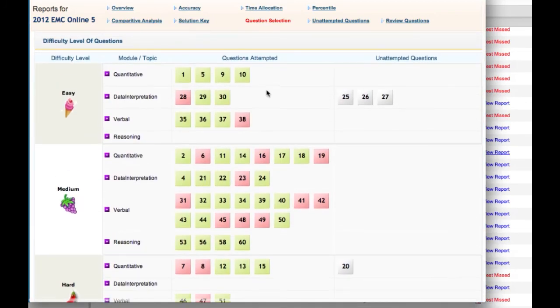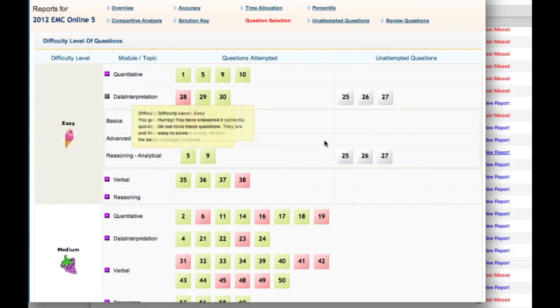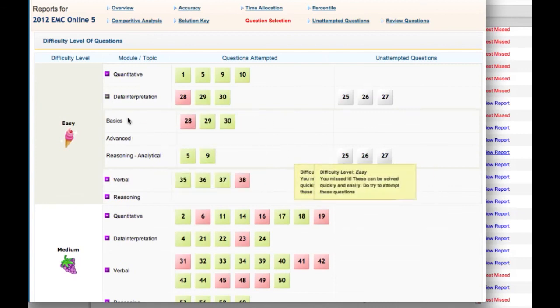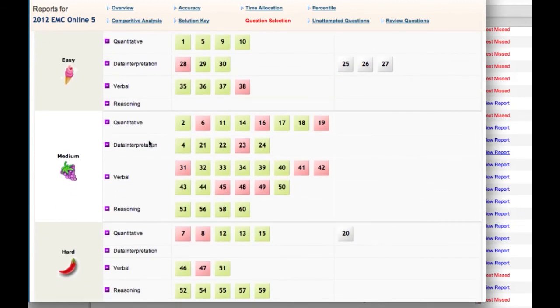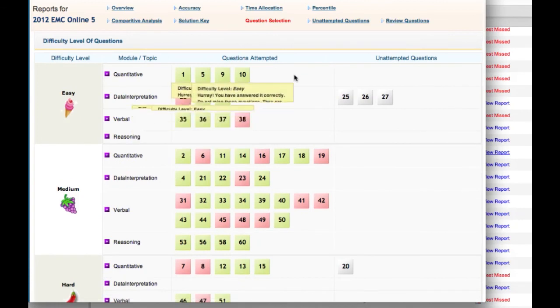In question selection, now this is an interesting part. Here you have a breakup. Okay, easy questions. In the quantitative section, you had 4 easy questions, you got all of them right. In the data interpretation section, you had 3 questions which were easy, out of which you got 2 right, 1 was wrong, and 3 more questions you did not even attempt. So you can very clearly identify where exactly you are losing. You had 3 questions in data interpretation which you did not attempt. This is how you can break it down to where exactly you should focus your preparation for the rest of the period until CAT.